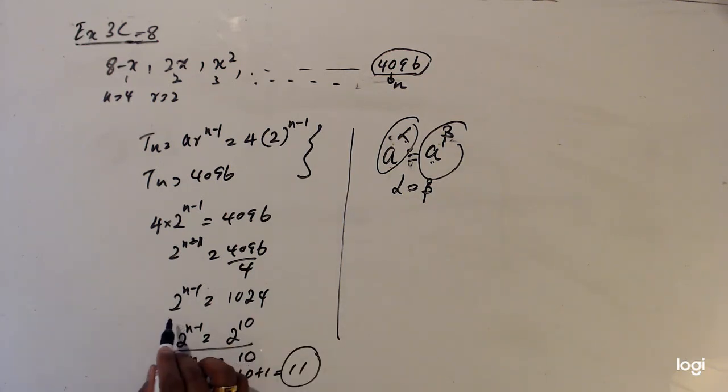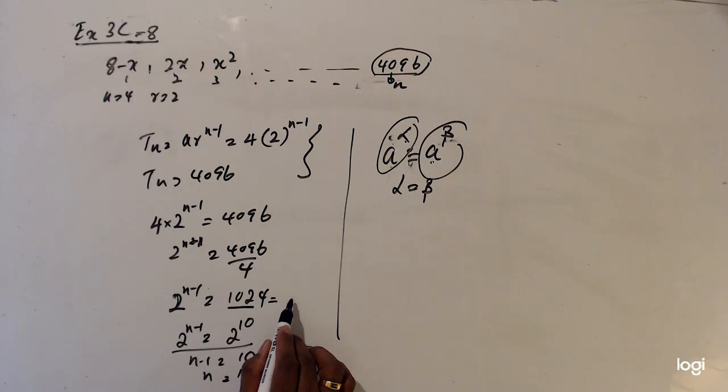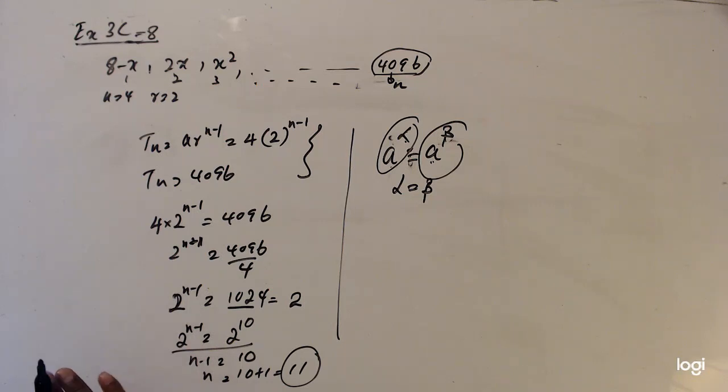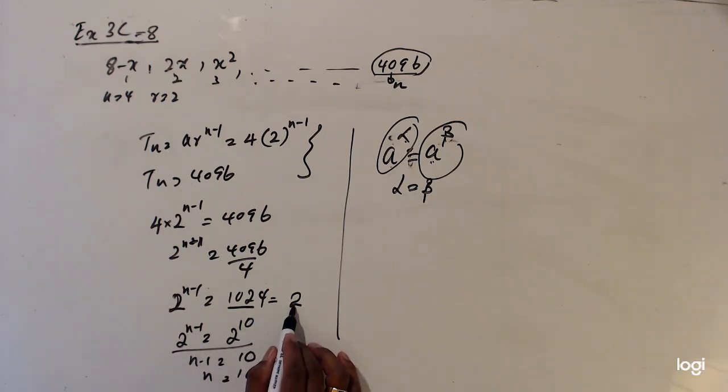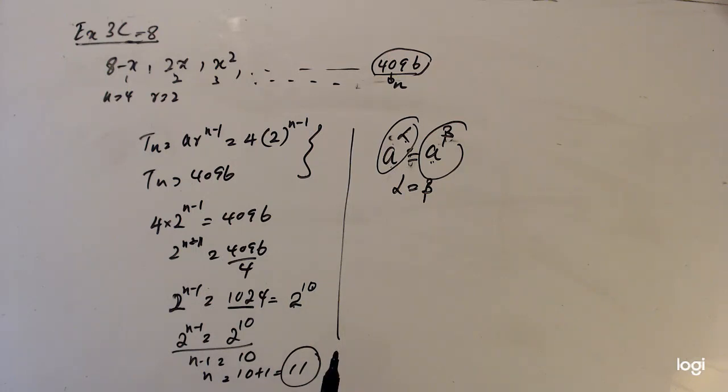So when I get 2 to the power n minus 1, I assume that if I can write 1024 in base 2, then my job is done. I know that I can write 1024 as 2 to the power 10. Then by this theory, I can write n minus 1 equals 10.